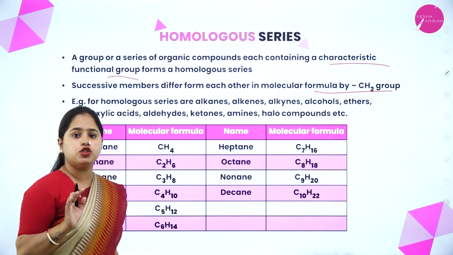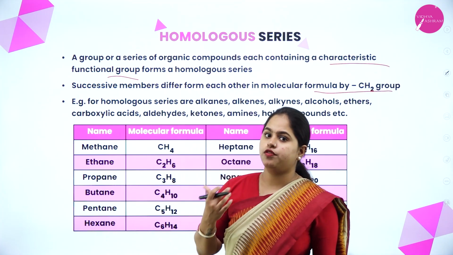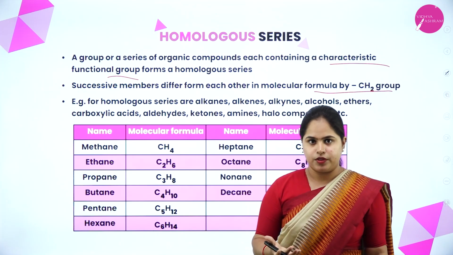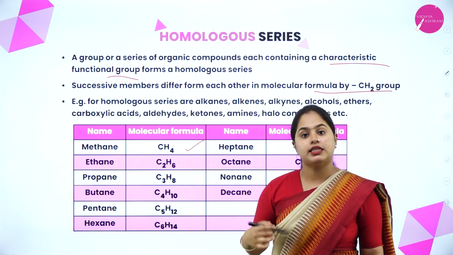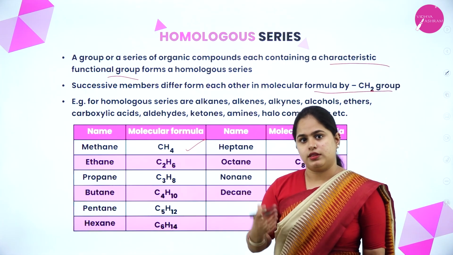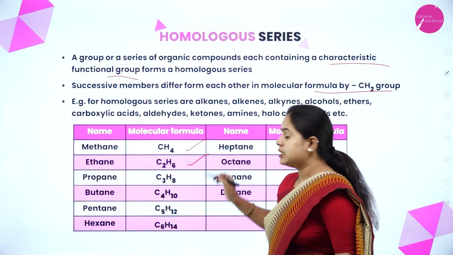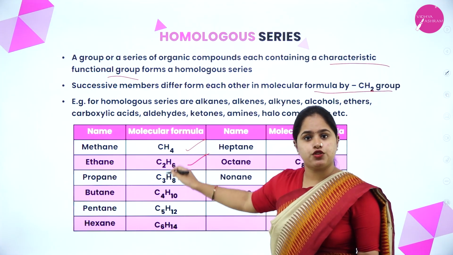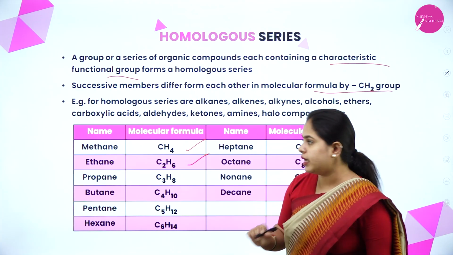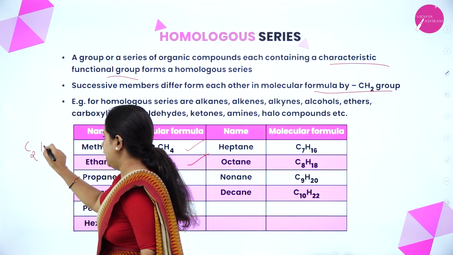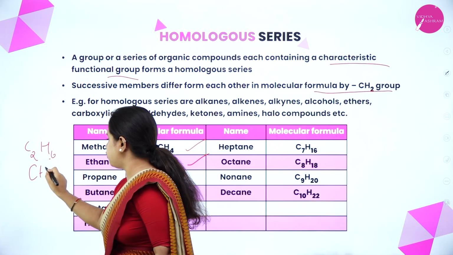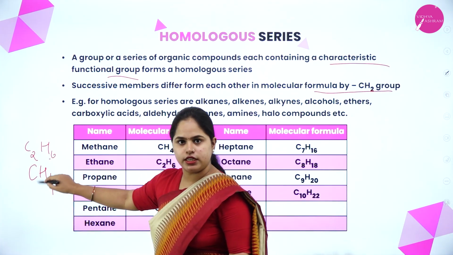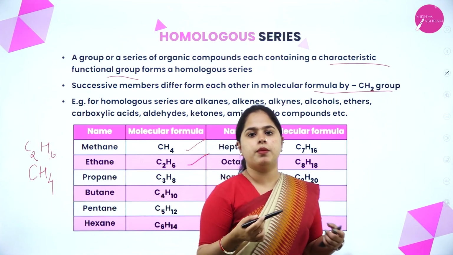What I have shown here is a homologous series of alkanes. All these come under alkanes. The first one is CH4, that is methane. The second homologue, the next successive member, is C2H6, that is ethane. C2H6 and CH4 differ by a CH2 group, right? If I add one more CH2 to CH4, it becomes C2H6. So they differ by a CH2 group.